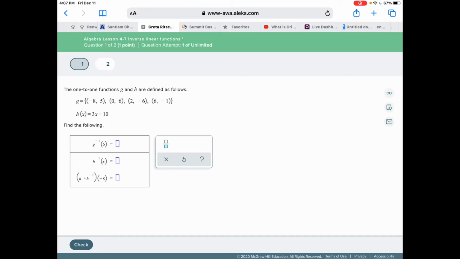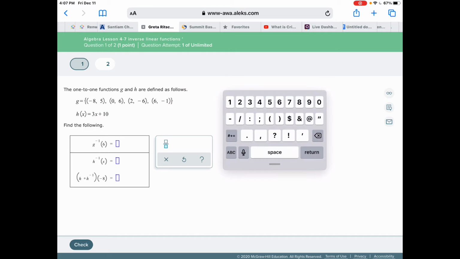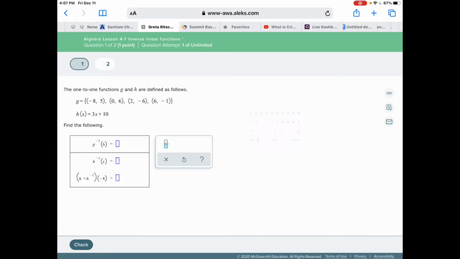So this is very fancy notation, but it's really not so bad. If I want to know what the inverse of g of 6 is, I look up here in the g and see where the 6 is in g. I have 0 and 6, so I can just do the inverse of that, which happens to be 0.